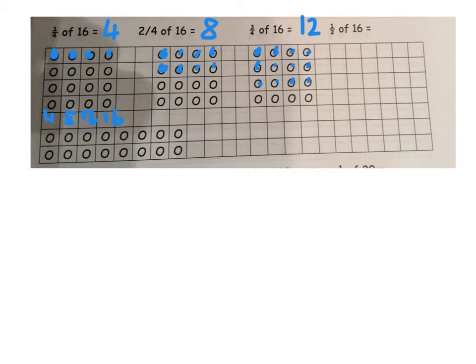And a half of 16, if you look down at the array below, it's 1 out of every 2. 2, 4, 6, 8, 10, 12, 14, 16. Half of that equals 8.